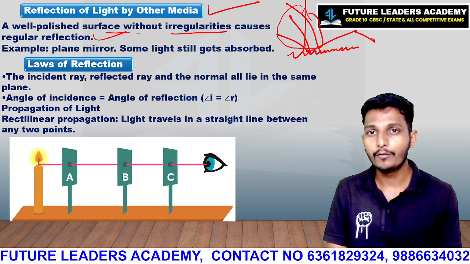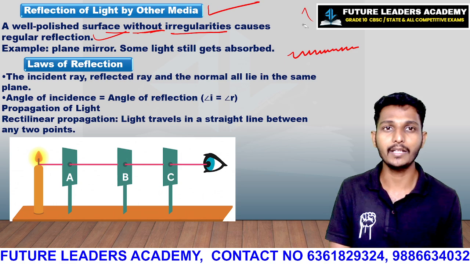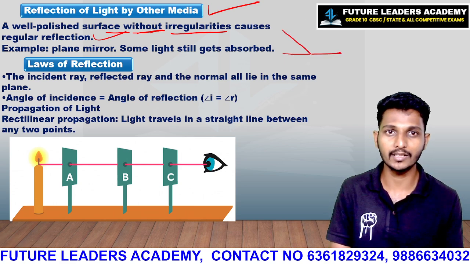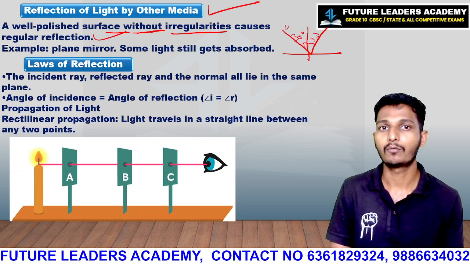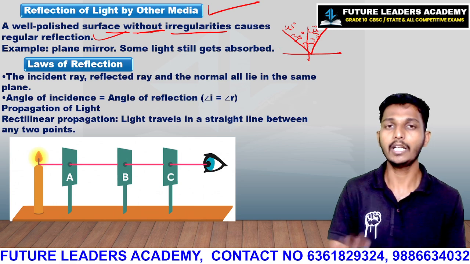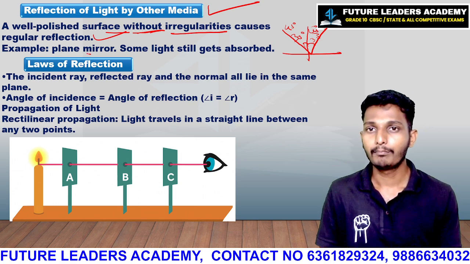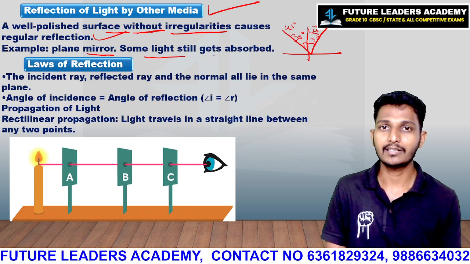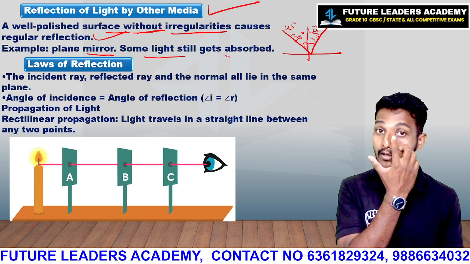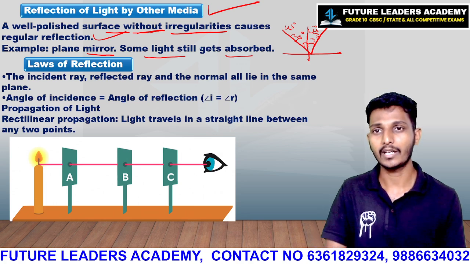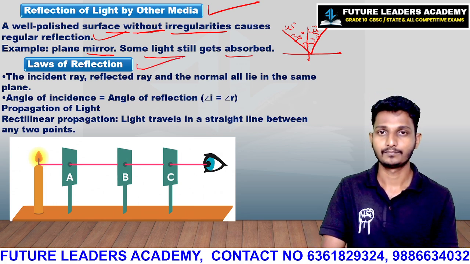What it says is that without any irregularities, it must be a plane surface. If the light is falling on it, it must reflect like this, so the angles should be the same: 30 degree, 30 degree, 45 degree, 45 degree. They should be equal. An example is a plane mirror. On a plane mirror, only a small amount of the light is absorbed. Laws of reflection.